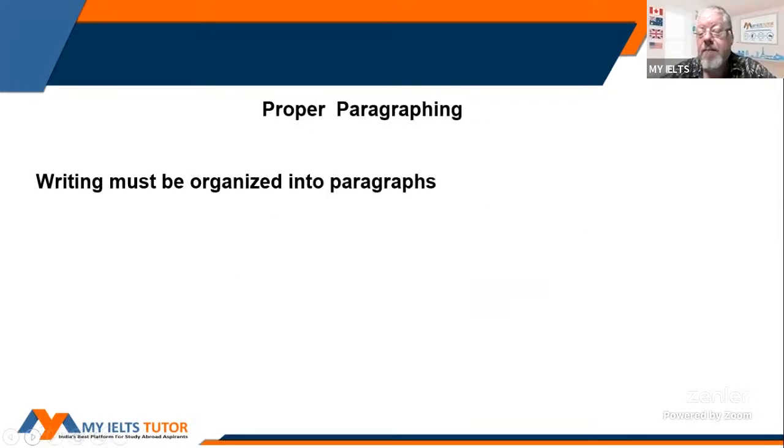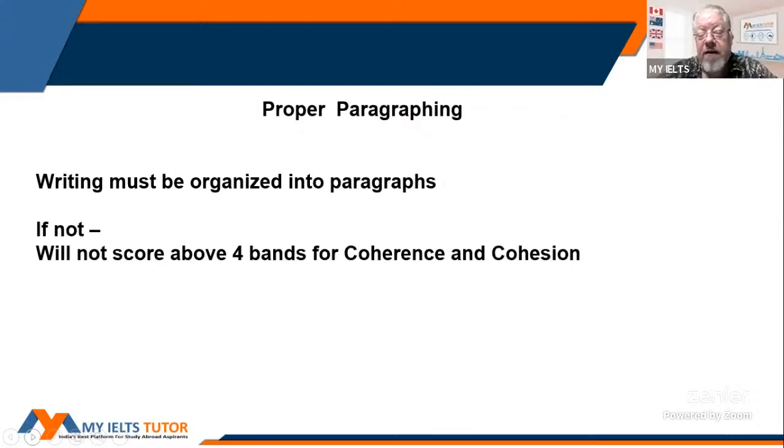Our next tip is proper paragraphing, okay? Writing must be organized into paragraphs. It's important that we do write in paragraphs. Now, if you don't write in paragraphs, everything's all lumped together, you won't score above 4 bands for coherence and cohesion. That's one of the criteria for scoring IELTS writing, okay? And if you don't properly paragraph, you won't go above 4 bands, and this will affect your overall band score.